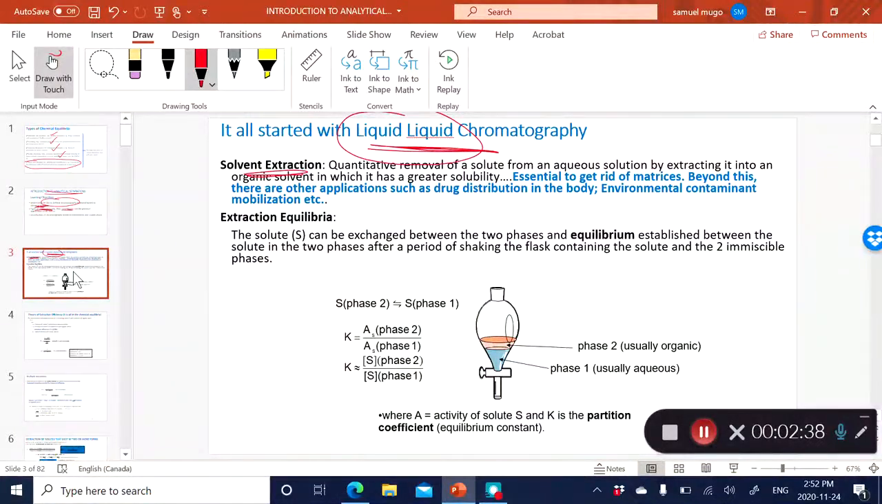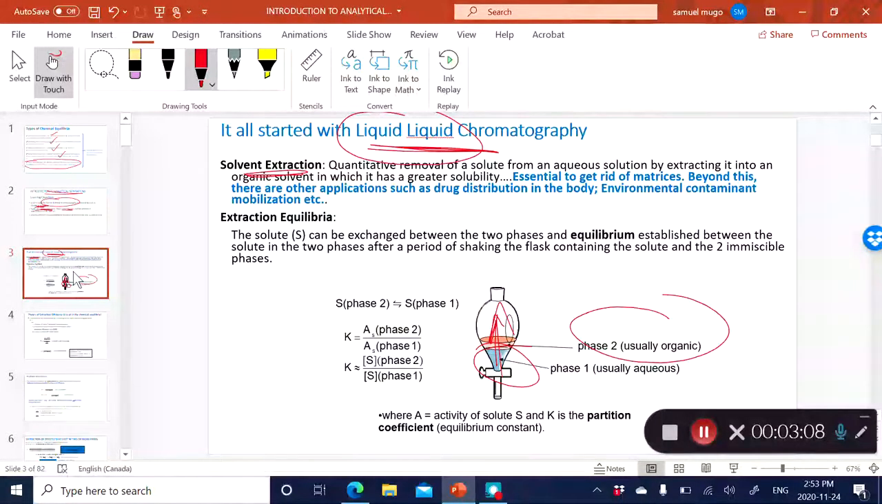And this is where you take, for example, an aqueous solvent, and the sample is in the aqueous solvent, and you want it to be extracted into an organic solvent just using a separation funnel, and you just shake it up, and hopefully the analyte migrates to the organic phase. Now, there are many applications of this sort of primitive technique.